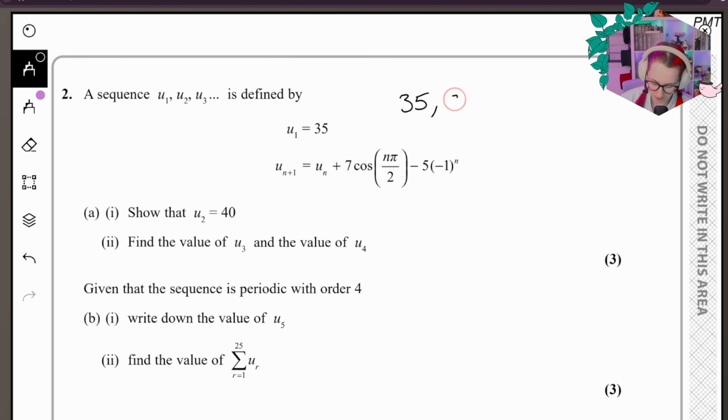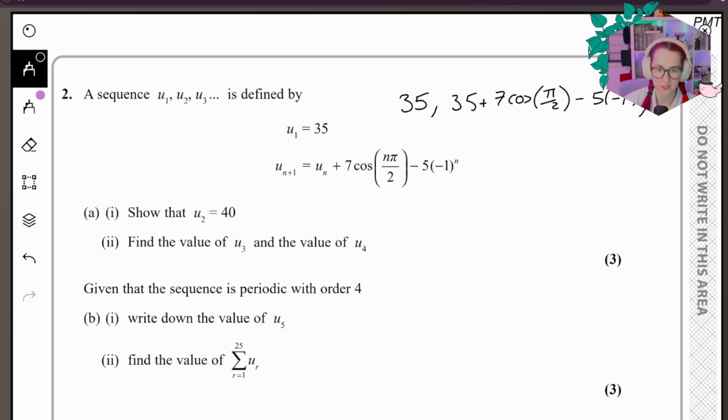U2 would be 35 plus 7 cos, so n in this case is 1, so pi over 2 minus 5 to the minus 1 to the power of 1. And then U3 would be whatever that thing is plus 7 cos of 2 pi over 2 minus 5 times minus 1 to the power of 2, and so on. So show that U2 is 40.